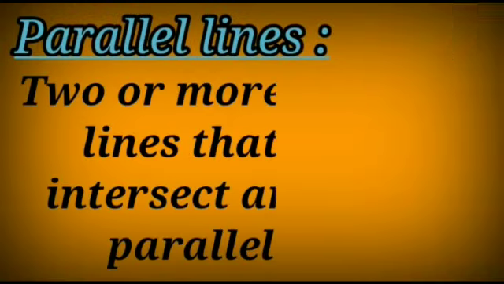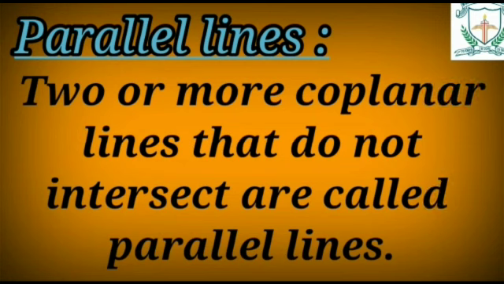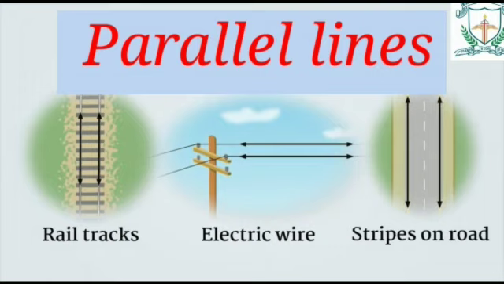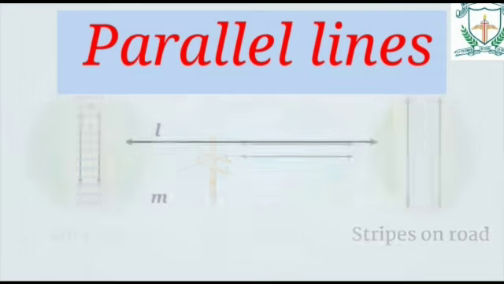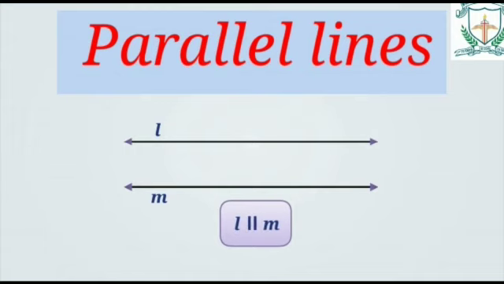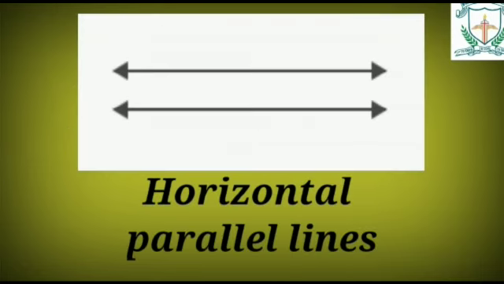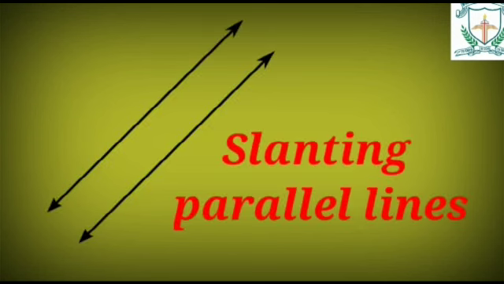Parallel lines. Two or more coplanar lines that do not intersect are called parallel lines. Rail tracks, electric wires, roadside stripes, etc. are examples of parallel lines. When two lines are parallel, it is denoted as shown. Remember that the distance between the two parallel lines is always the same. Parallel lines are arranged as vertical parallel lines, horizontal parallel lines, and slanting parallel lines.